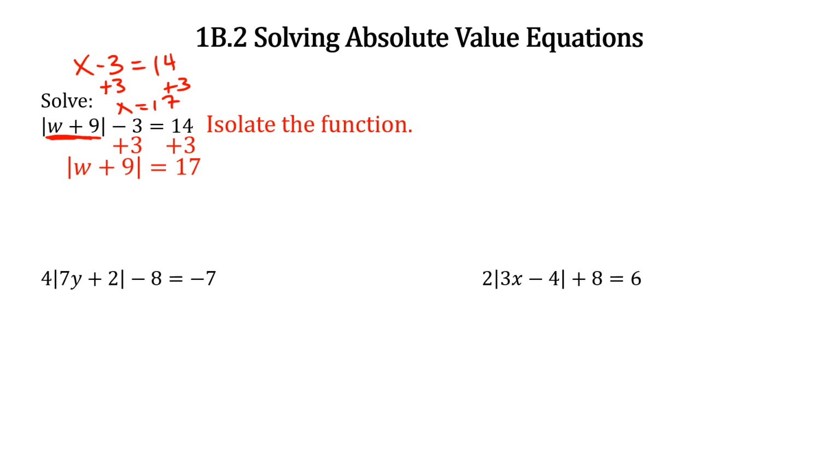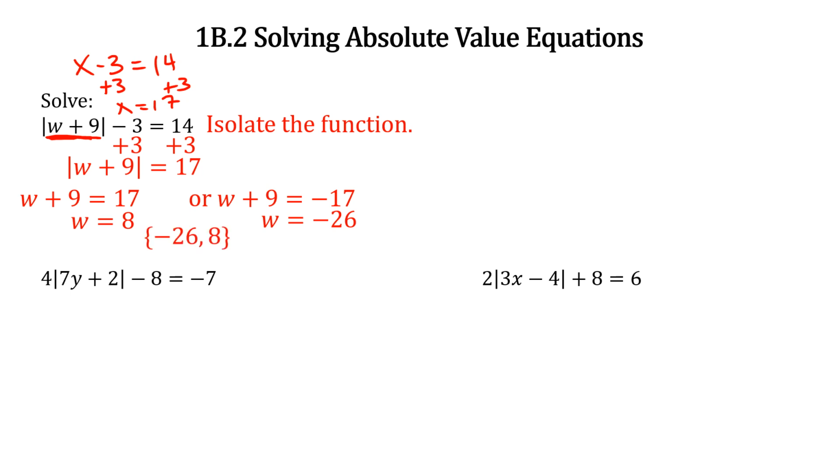Now I can just do what we did on the last page. I'm going to get w plus 9 equals 17, or w plus 9 equals negative 17. Subtract 9 and get w equals 8. Subtract 9 and w equals negative 26. Go back and check your answers. You'll find out they both work.